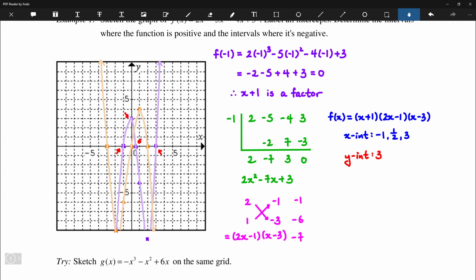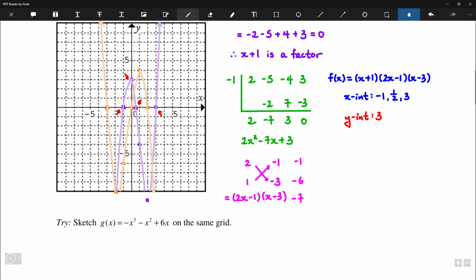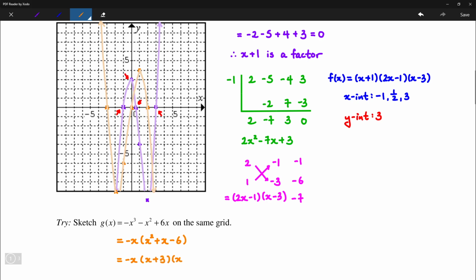All right, so the second example is g of x. G of x is equal to negative x cubed minus x squared plus 6x. So it is also cubic, but luckily this time around there's a common factor of x. Actually, we can factor out negative x. So if we factor out negative x, then we're left with x squared plus x minus 6. And of course, that's also factorable. So we'll have negative x and then x plus 3 and also x minus 2.